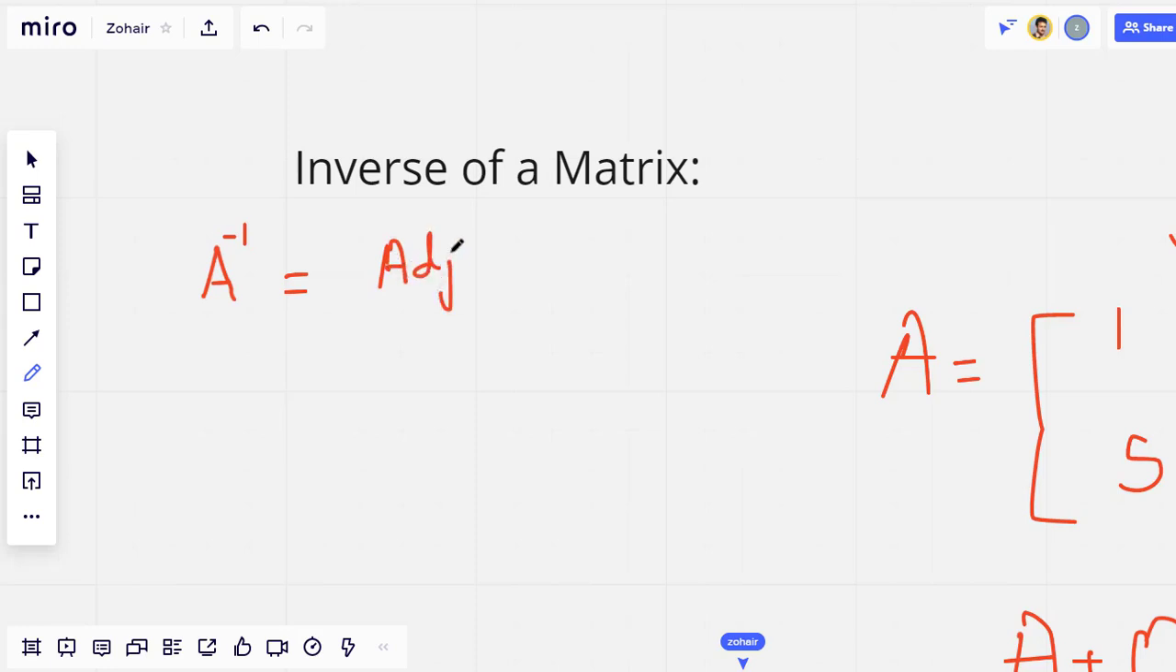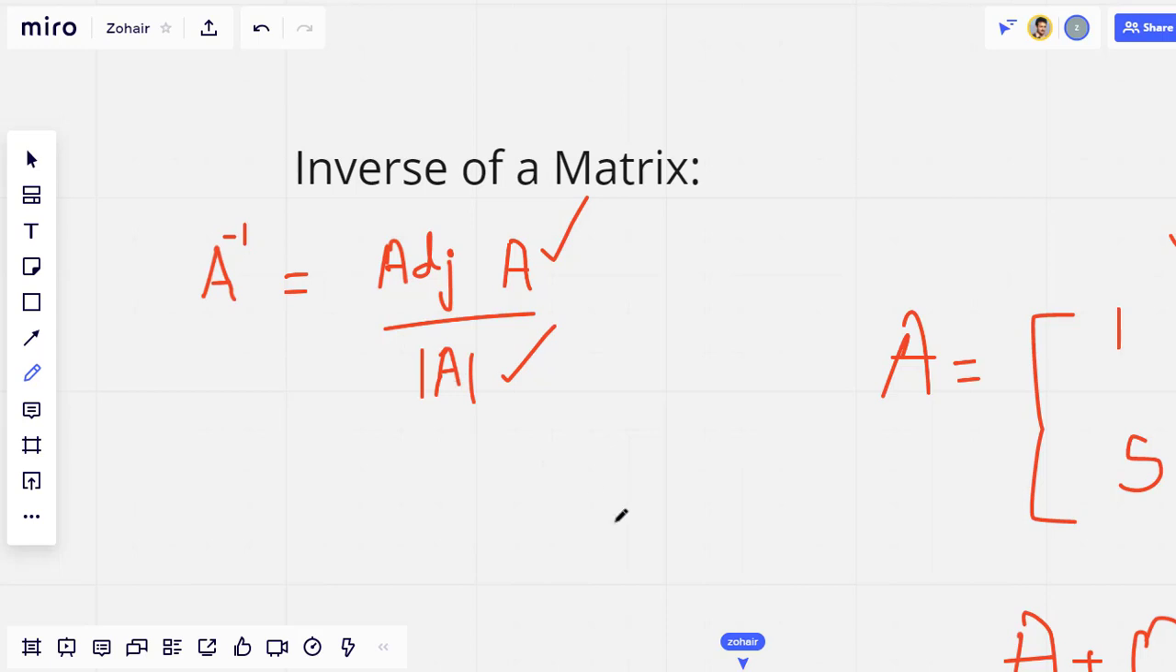So adjoint of a matrix A divided by determinant of matrix A. First we need to find the adjoint of matrix A, and then the determinant of matrix A, and then divide them both. Whatever the answer is, that will be the multiplicative inverse for the matrix.